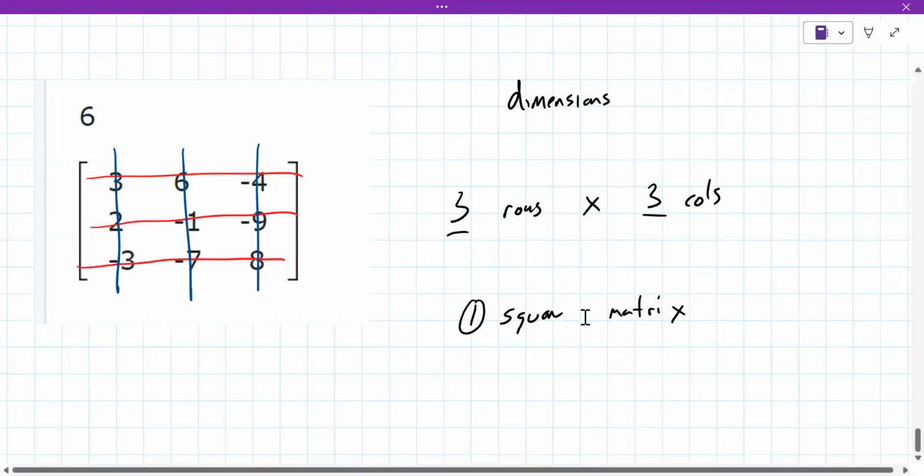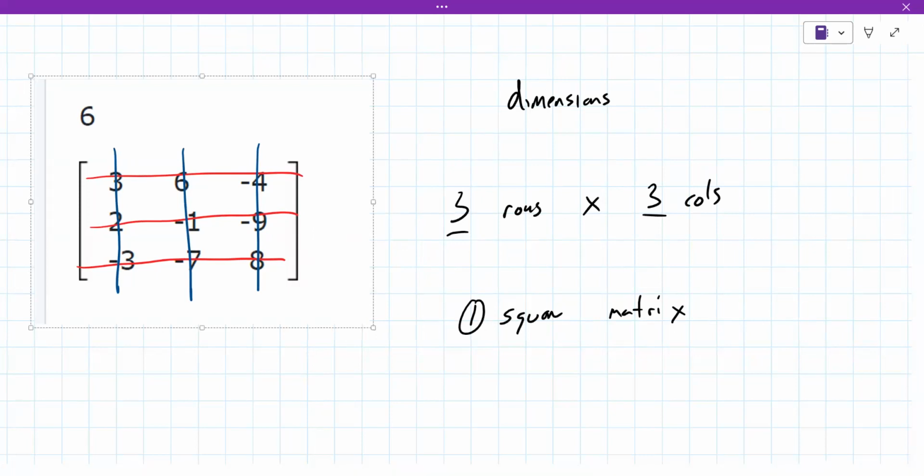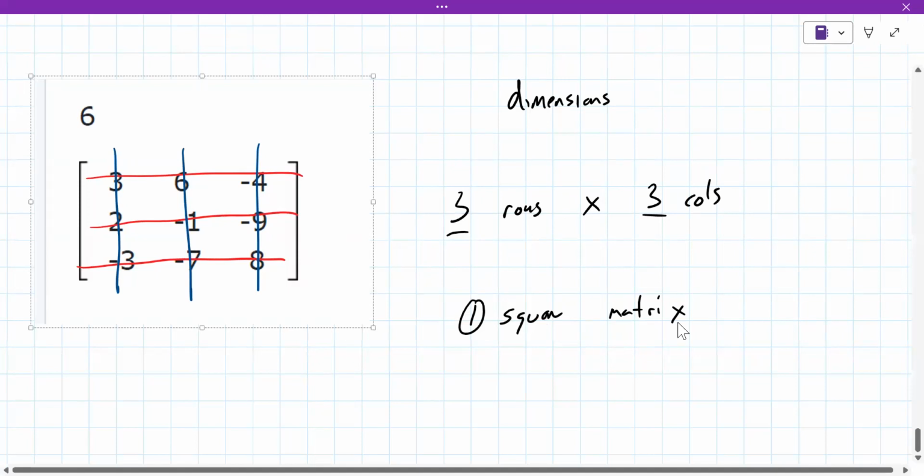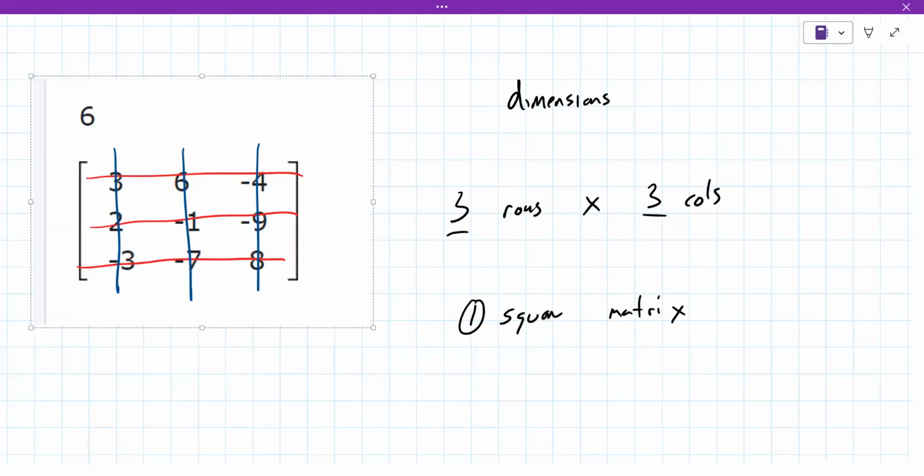Remember, I try not to ask you anything I haven't already talked about. It's not like I'm wanting to come up with something new, because that's not fair. All right, so this one's square. It's sort of comical the way it's written in your text. It says there's nothing else that's special about this matrix. So it's just a square matrix, and that's it.